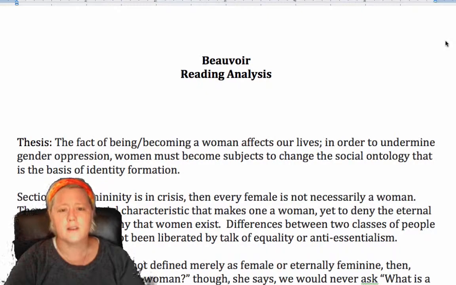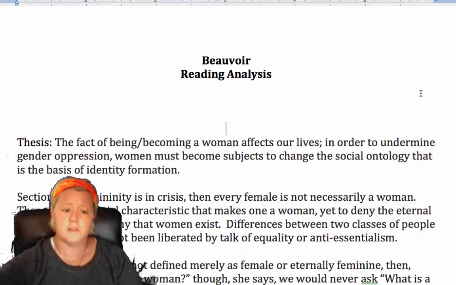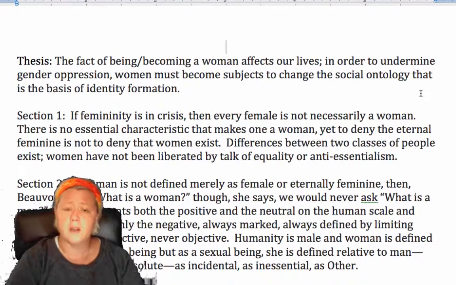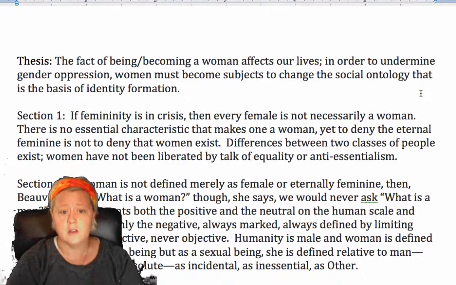Let's take a look quickly at the reading analysis. I've said that I take the thesis to be something like: the fact of being or becoming a woman affects our lives, and in order to undermine gender oppression, women must become subjects to change the social ontology that is the basis of identity formation.